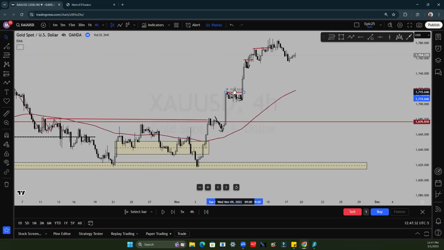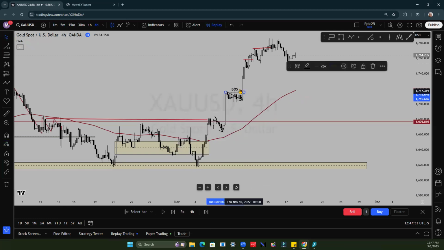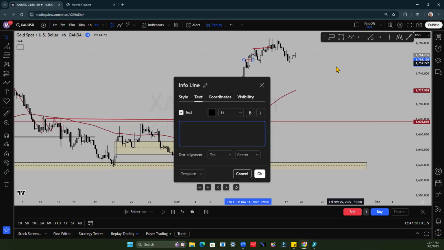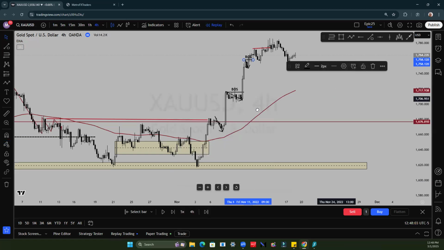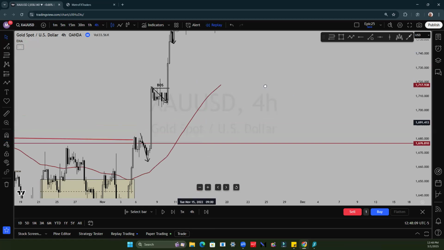Now to label it, you just double click on the settings, go to text, and type in the words break of structure, BOS, and you can save it. Save it as a template, which I've already done. Once you save it, you can double click it, go to your template, click on BOS, and it'll automatically fill it for you. That way you don't have to keep typing it. And it'll always be there for you, so you know where your breaks of structure are. Hopefully that was helpful.